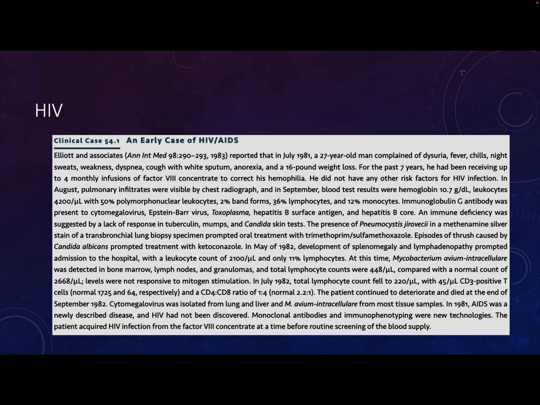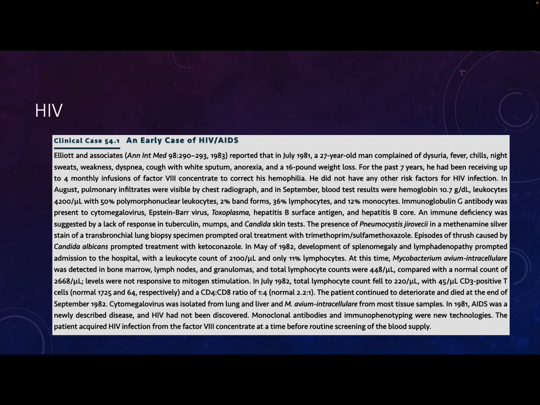In May of 1982, so not even a year later, he developed an enlarged spleen and enlarged lymph nodes. So he came back to the hospital. His white blood cell count had gone down in half. Only 11% were lymphocytes. So leukocyte is white blood cell. Lymphocyte, generally we're talking B and T cells. At this time, he had Mycobacterium avium in the bone marrow, lymph nodes, and in granulomas. Total lymphocyte count went down even more. Levels were not responsive to stimulation.